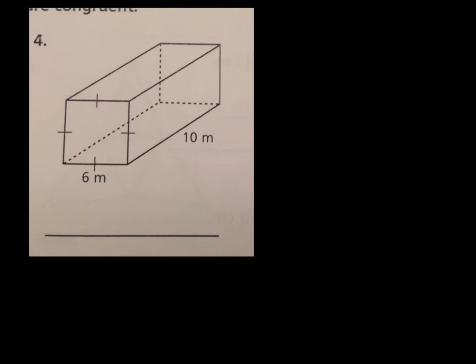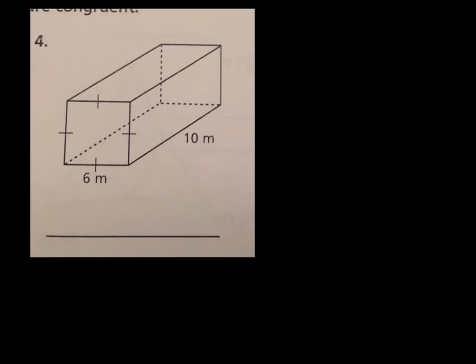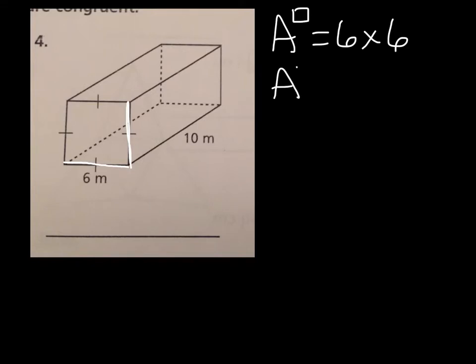The surface area here, we're going to look at the two ends. So we have to find the area of each of these two ends. So we have 6 here and 6 here. So the area of the square is 6 times 6. So the area of the square is 36 meters squared. That's for one of the squares.